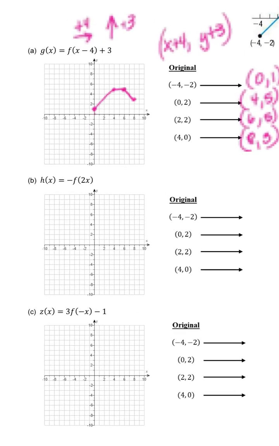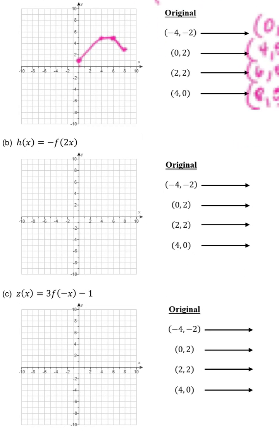All right, next. This has a negative out front, which means reflect over the x-axis. So the negative is reflect over the x-axis. And the 2 on the inside is a horizontal shrink. So since it's the horizontal shrink, that's the 1 over a. And since my a is 2, this is a horizontal shrink of 1/2.